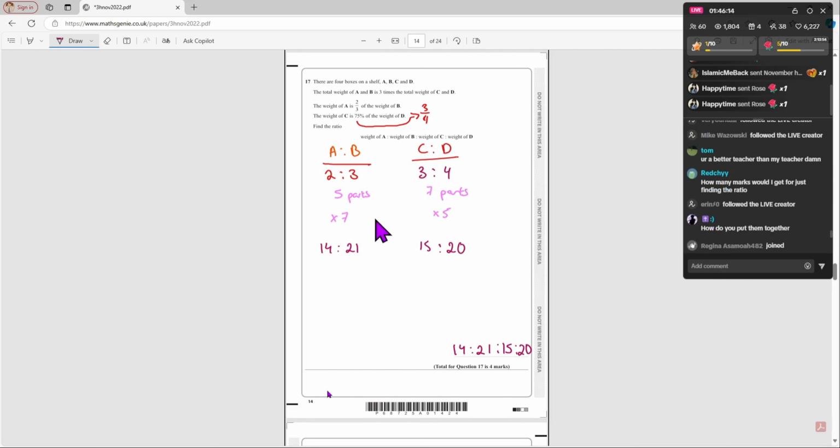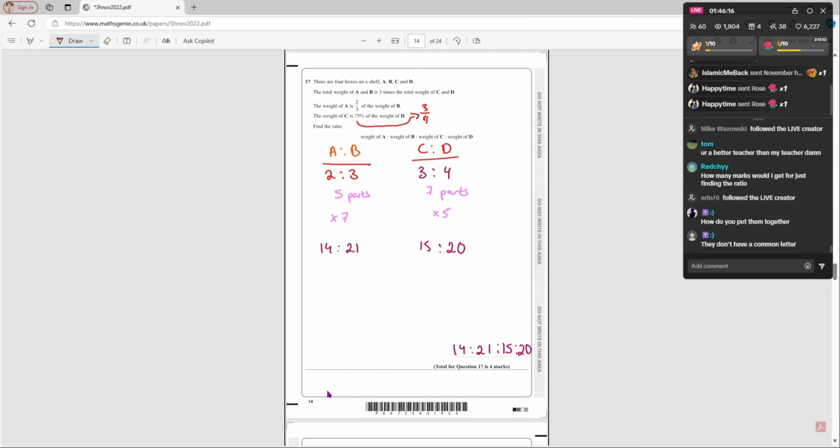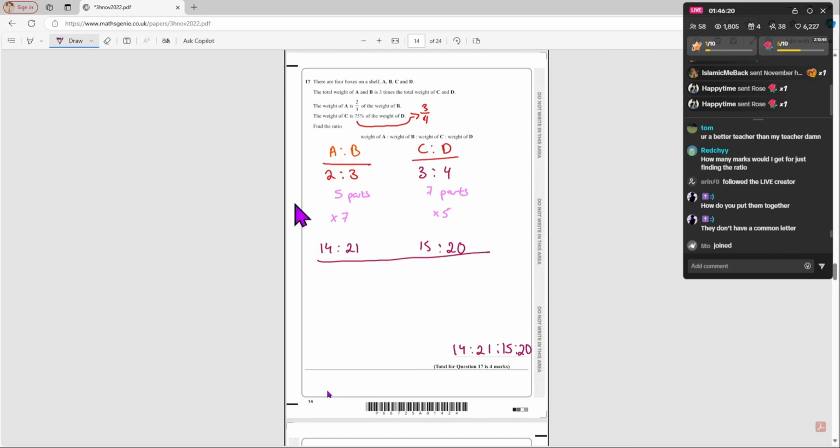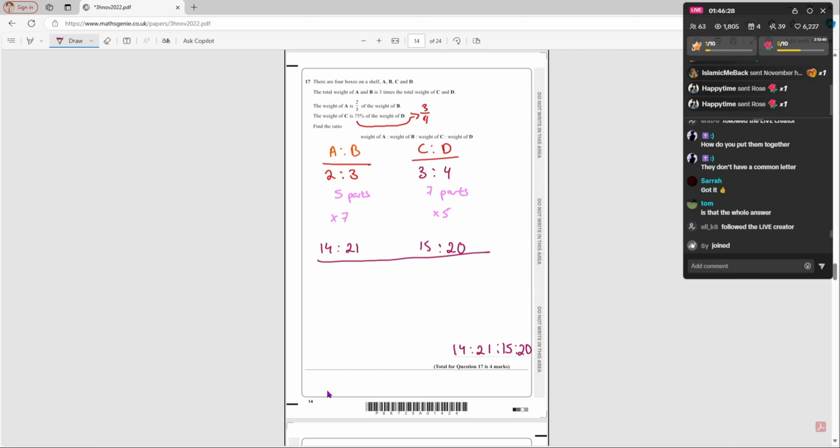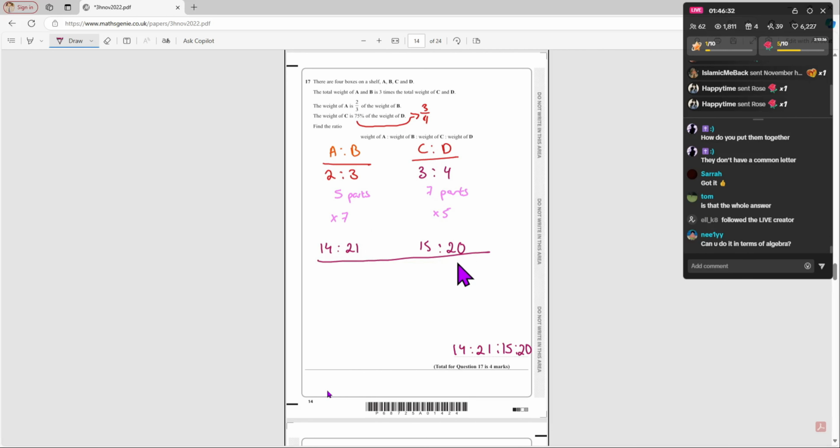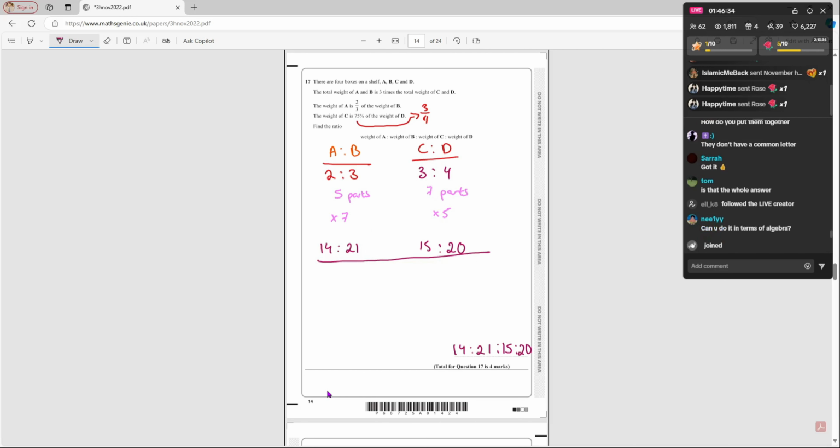Now, since they're out of the same parts, you basically just got this. Now we made them out of the same parts. They are out of 35 parts now, so we can just combine them together. That is just the rule that we can actually use. That's a trick we can use.